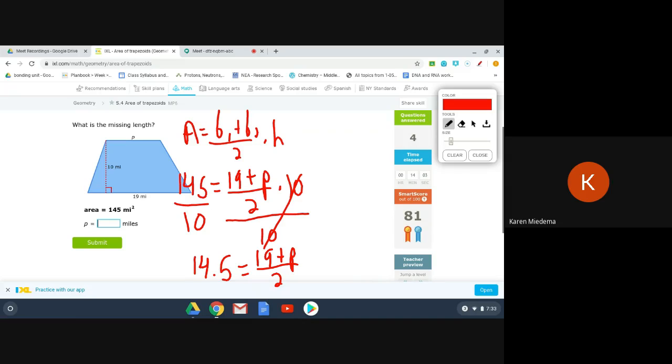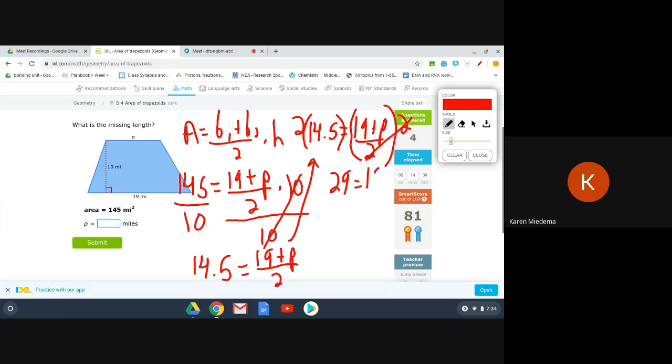Now once again, I'm going to run out of space, so I'm going to transfer this work up to here. 14.5 equals 19 plus P over 2. Now, if I want to get P by itself, I have to get rid of this divide by 2. The way to get rid of dividing by 2 is to multiply by 2 on both sides. That cancels out. 2 times 14.5 gives me 29.